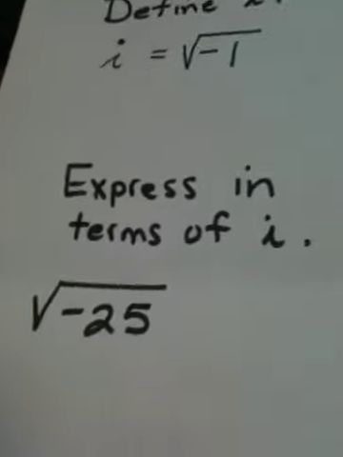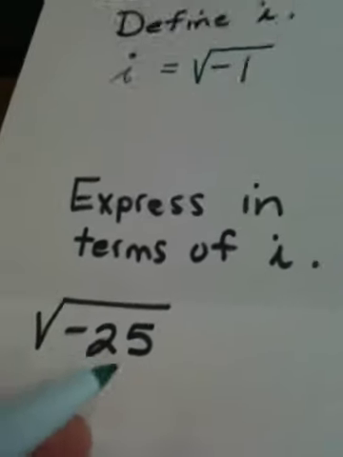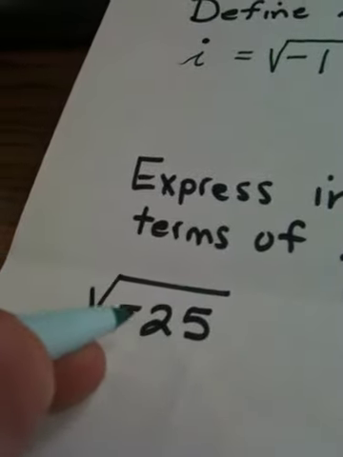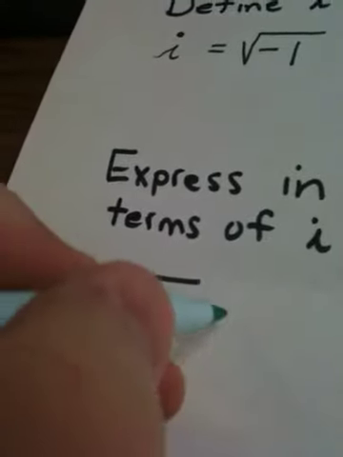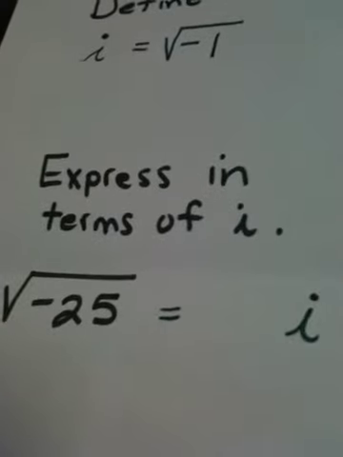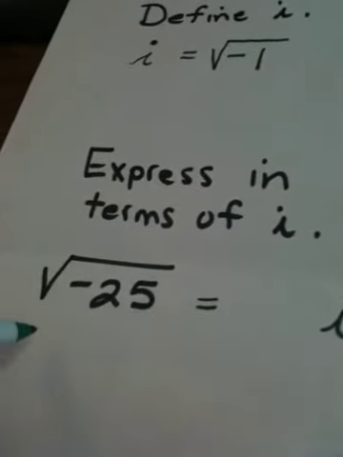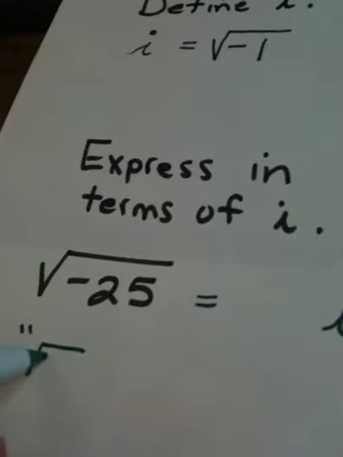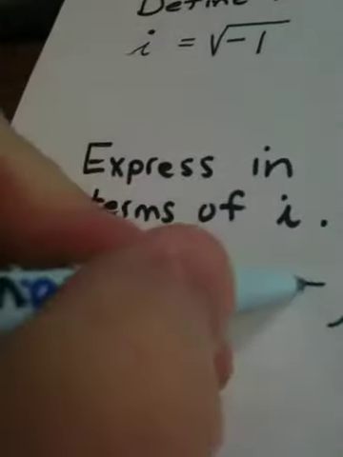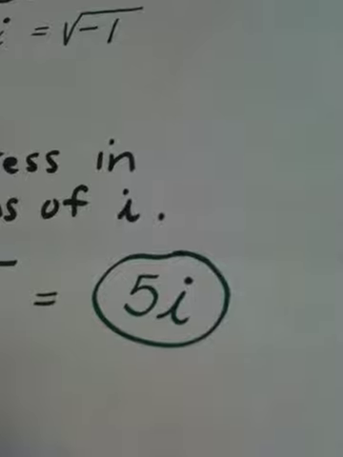So if I ask you to write the following in terms of i, the square root of -25. Basically, the way you work this problem, the negative underneath the radical is going to let you know that there's an i in the answer. And then you just do it like you did it in the past. What would the square root of 25 have been? Well, it would have become 5. So our answer here, instead of just 5, is 5i. Again, not a real number.